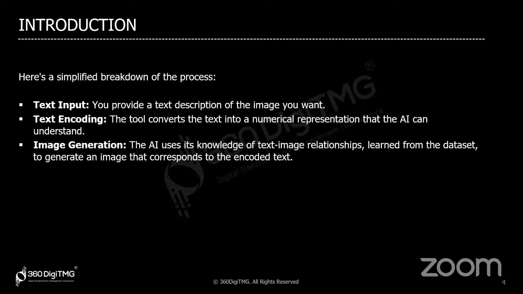After that, there will be image generation. In image generation, the AI uses its knowledge of the text-image relationship and learns from the dataset to generate an image that corresponds to the encoded text. Whatever image we have described through our text description will be converted into the text-encoded format, and through our image generation tools, the AI makes a relationship between the text and the images, so that it generates the image according to the encoded text we have provided.